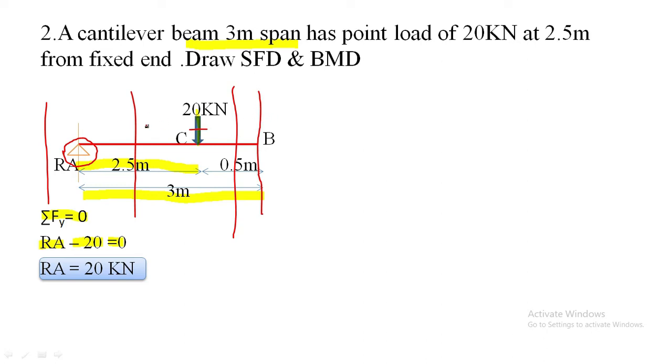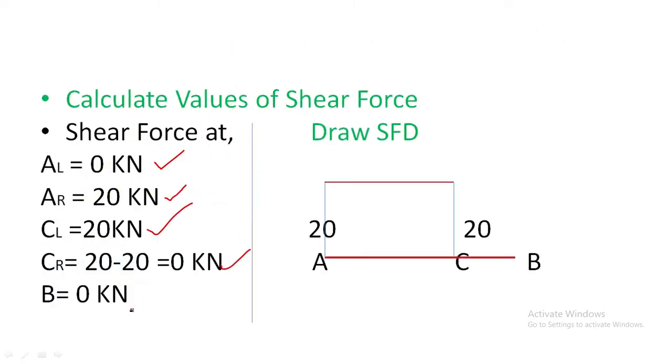While looking left to the B, there are two forces, Ra and C. The Ra is going in upward direction, and C is going in downward direction. So consider plus 20 minus 20, it is 0 kilonewton. So this is about the B, and this is the value of the shear force.